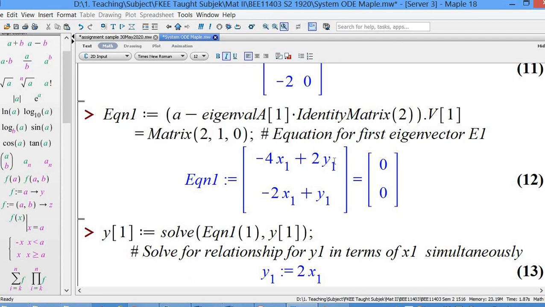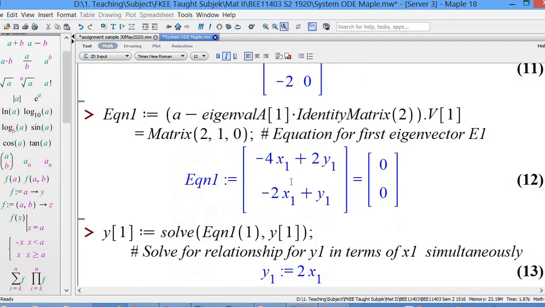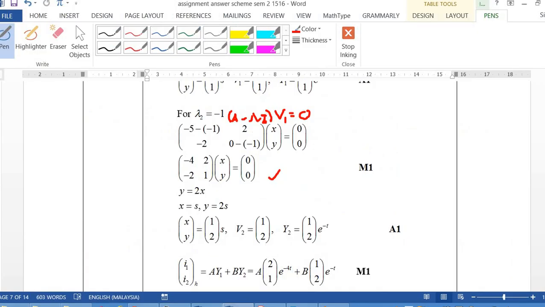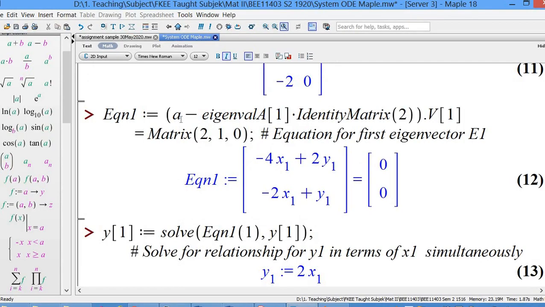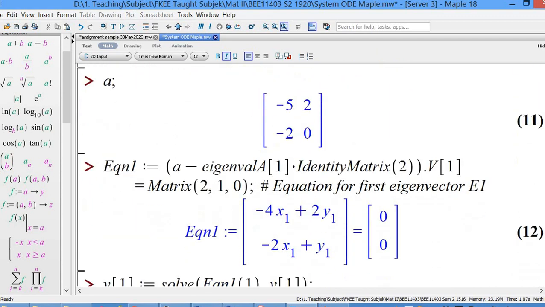For the first equation, -4 x1 plus 2 y1, where for V1 we already assigned x1, y1. So -4 x1 plus 2 y1, and -2 x1 plus y1. Using the statements, A minus eigenvalue. We got two eigenvalues, so A bracket 1. Take the first eigenvalue.